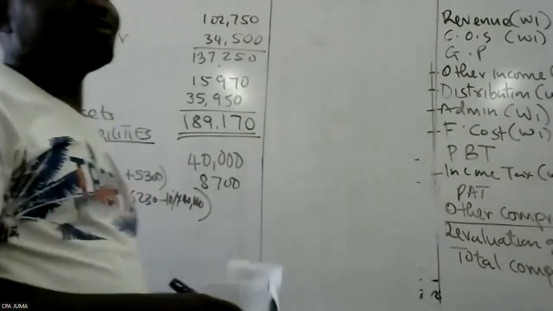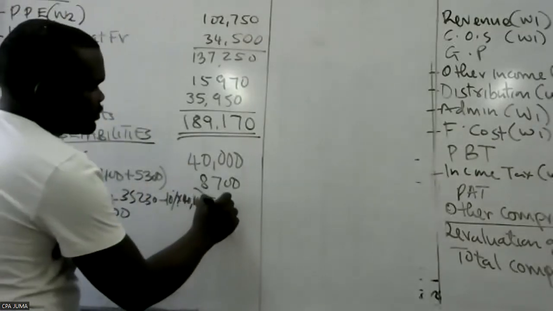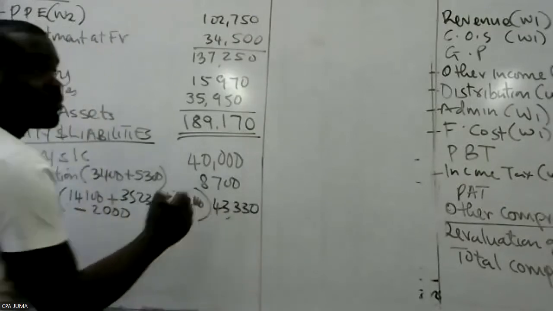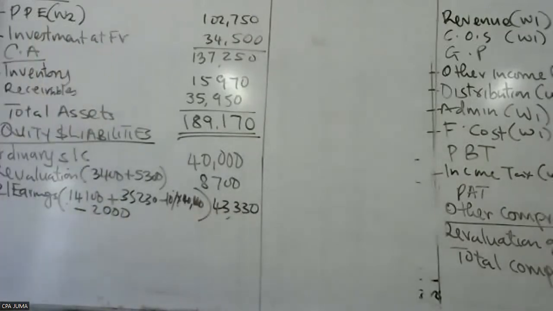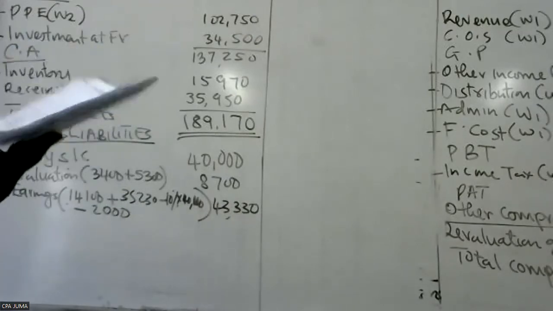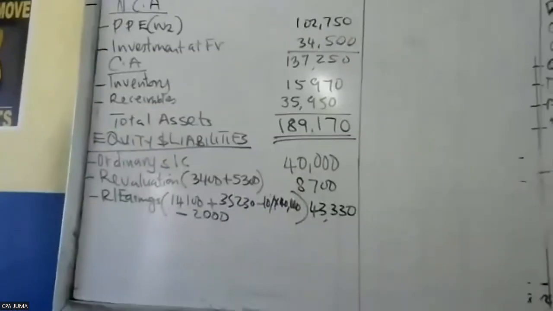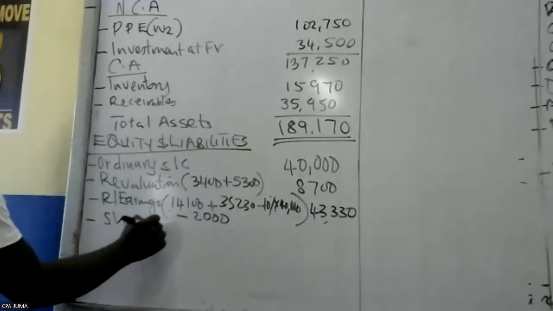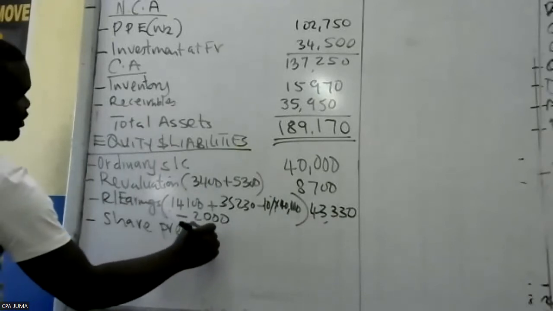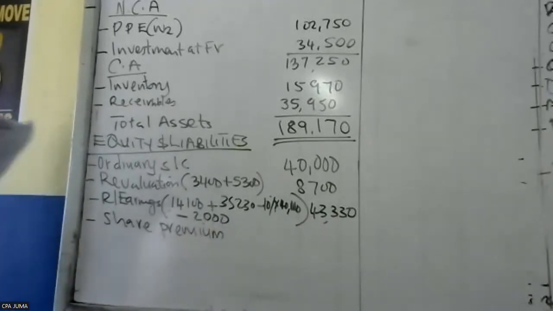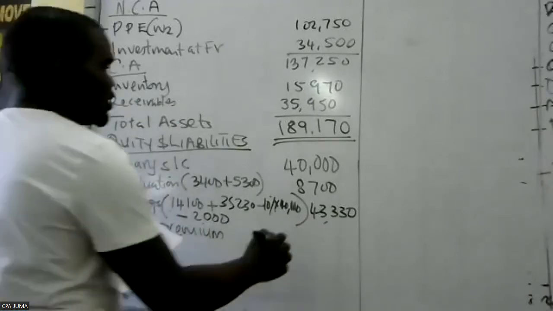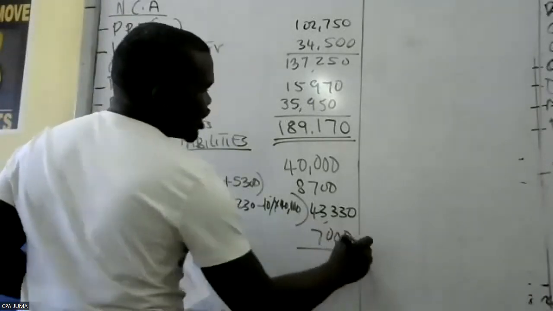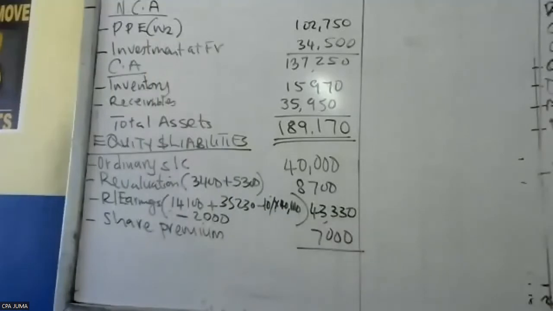Copy? 40? Very good. Check the last item in the trial balance. Last item in the trial balance, you are seeing? Share what? Share premium. Share premium, 7,000. Which are? Up to where we are comfortable, you can get something.